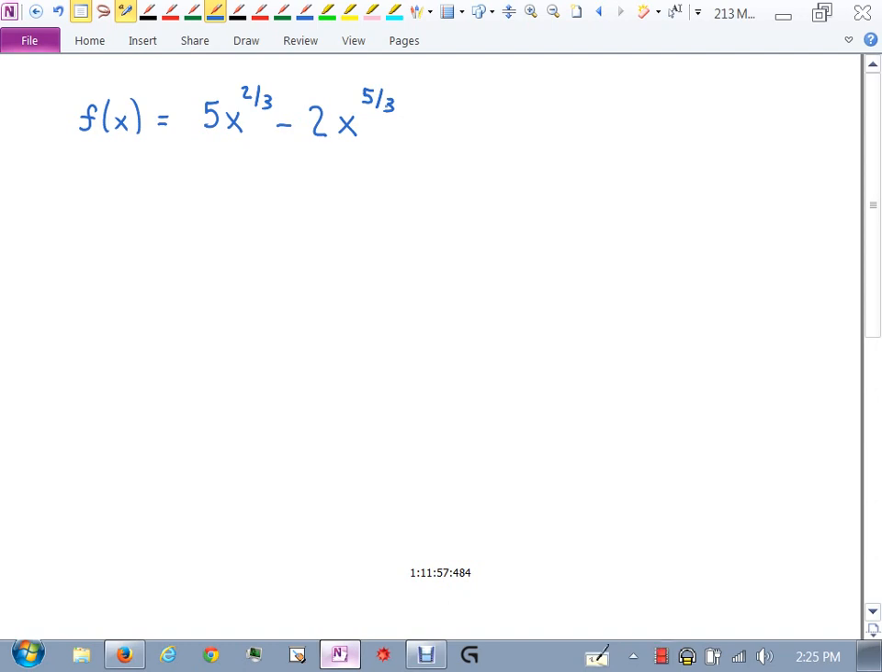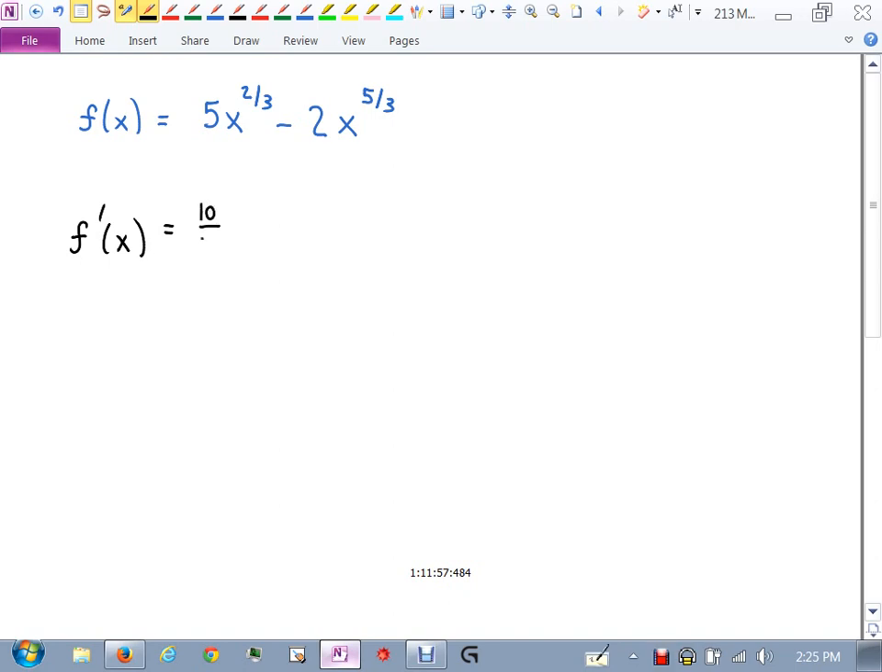All the same instructions from the last problem. Figure out where it's local max, local min, increasing, decreasing, inflection points, concave up, concave down, all of it. Well, I'm going to help you out with this one. The ones that I want you to do are going to be for your homework. So I need the derivative. Power rule on both of those. You agree? Okay.